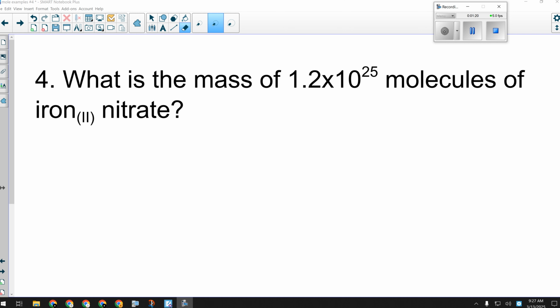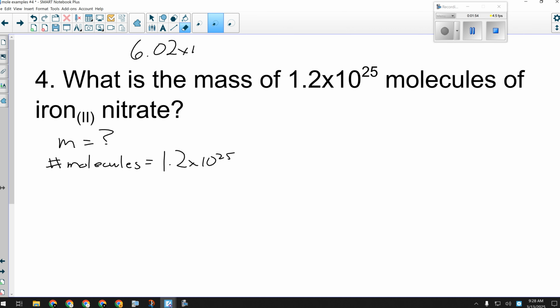Type 4. It gives us the number of molecules and asks for mass. And remember, I'm never going to ask you what type is this on the test. I'm just saying that so that you're getting the patterns. You can identify it and know what pattern is what. So we know that we are looking for little m. We know we have the number of molecules, at 1.2 times 10 to the 25. And anytime we see number of molecules either given or requested, we know that 6.02 times 10 to the 23 is going to play a part.